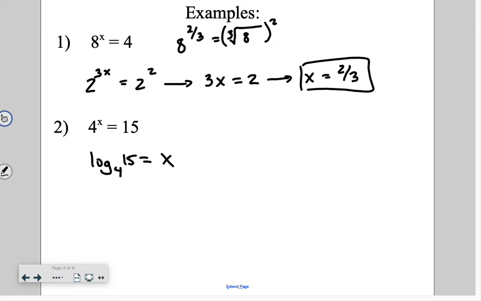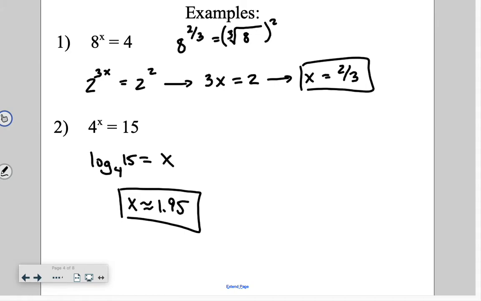Quick heads up then. So the answer is approximately 1.95. Let me go back to the problem here for a second. So we get x equal to approximately 1.95. Quick question. Why does that answer make sense according to this problem? Because 4 squared would be 16. So x being a little bit less than 2 makes some sense. Okay, so it's a reasonable answer.